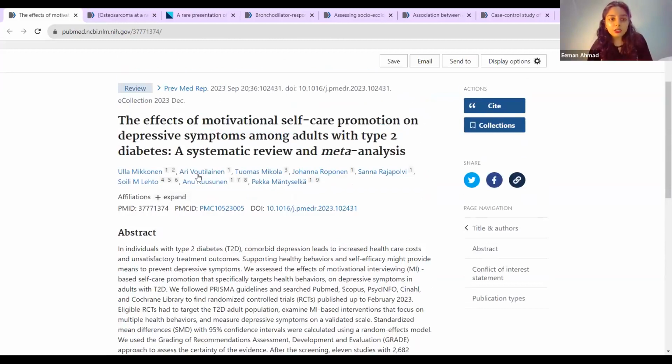Okay, so let's do an exercise. Let's see if you can answer how the PICO model is being followed in this. What is the population for this meta-analysis?